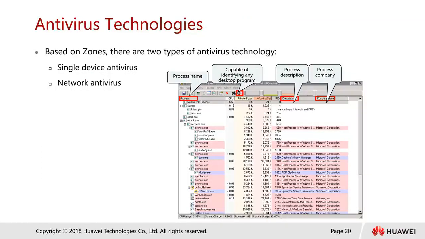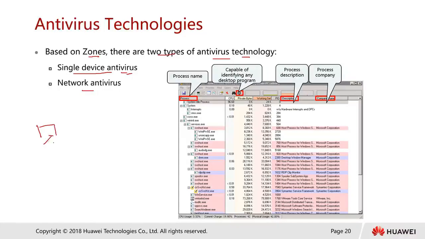So antivirus technologies. If based on the zone, there are two types of antivirus technology. One is called single device antivirus. This is an antivirus program which is installed on individual machines. And network antivirus means basically the antivirus is shared. So for example, let's say we have a web application proxy, where every user's traffic will have to go through it.